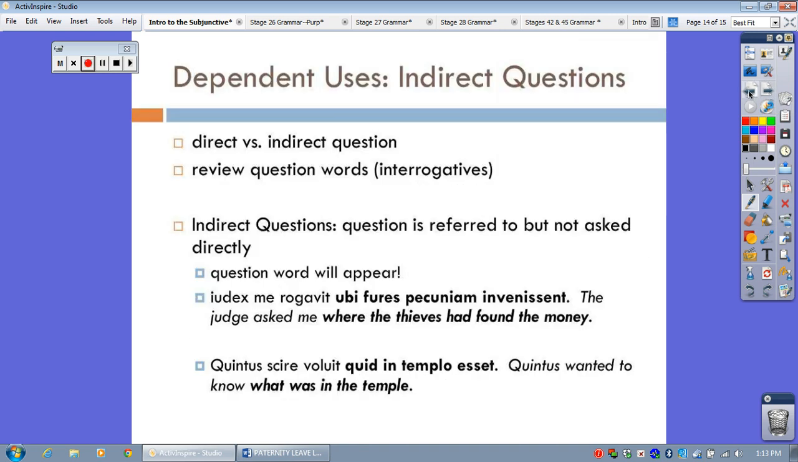That was just a review of the subjunctive and an intro to Latin 3. Go on and watch the next video, which is the Stage 26 grammar, in which you will learn a third dependent use of the subjunctive. Okay, thank you.